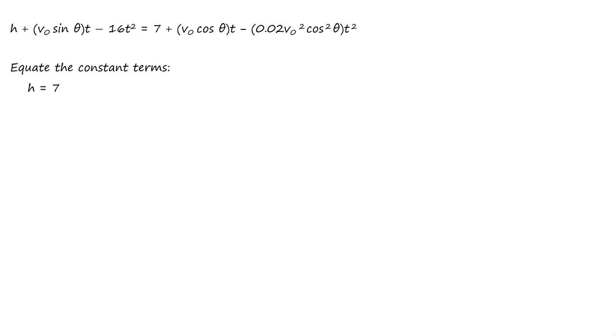First, equate the constant terms. You will get h = 7. Next, equate the coefficients of t. v₀ sin(θ) = v₀ cos(θ). Divide each side of the equation by v₀. You will get sin(θ) = cos(θ).